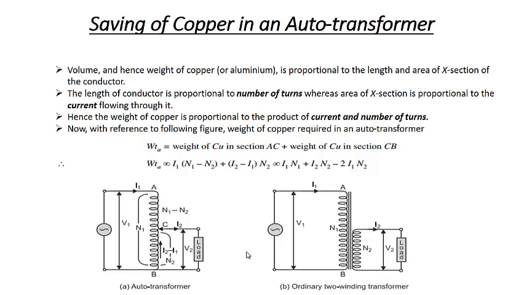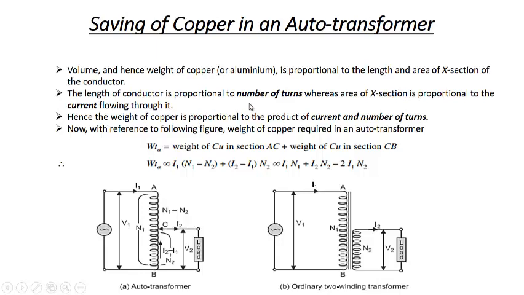Now the saving of copper in an auto transformer. We have actually a lot of saving when we use a two winding transformer as an auto transformer. Volume, and hence the weight of copper or aluminum, is proportional to the length and the cross section of the conductor, because volume is equal to length into area, and hence weight will be equal to volume into density. Let us say that this density is constant, so this weight will depend upon the length and the cross section area.